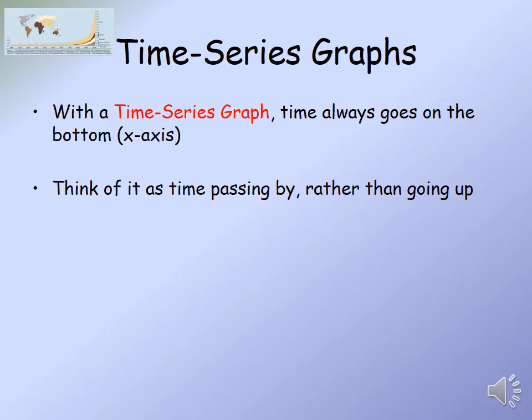Okay, more detail. So with the time series graph, time always goes on the bottom, which is called the x-axis. And of course the information on the x-axis you've got to look at not as a scale, but what we call passing by. Okay, rather than going up and down.